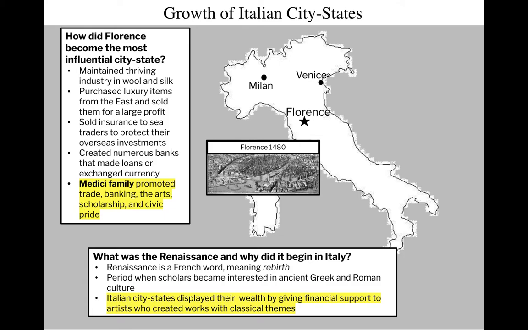So how did Florence become the most influential city-state? This is going to be the big one. This is where Da Vinci is from, so when we talk about the Renaissance, we'll talk a lot about him. They maintained thriving industry in wool and silk. They purchased luxury items from the East and sold them for a large profit. They also sold insurance to sea traders in order to protect their overseas investments. They created banks. We talked about the money economy that developed, so they started to make more money on interest rates and exchanging currency.